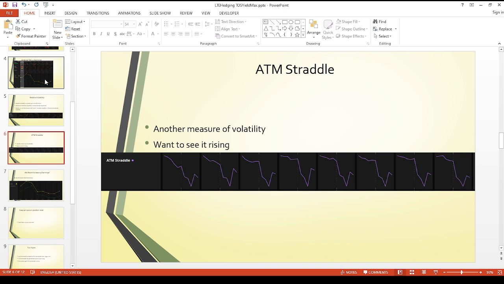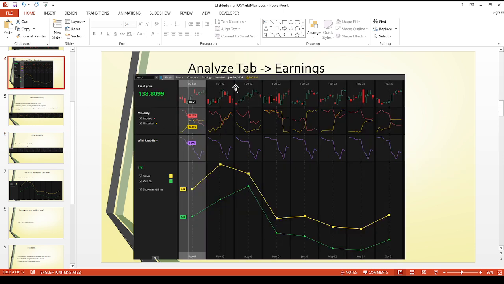So ideally, one of the things that's helpful about this analyze tab in the earnings section is that it shows you what the upcoming earnings date is.